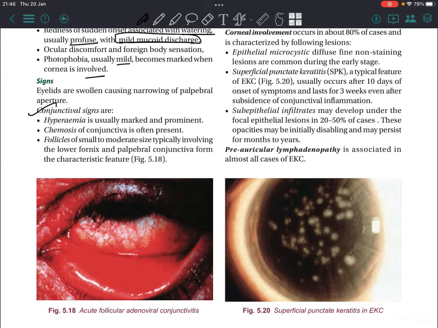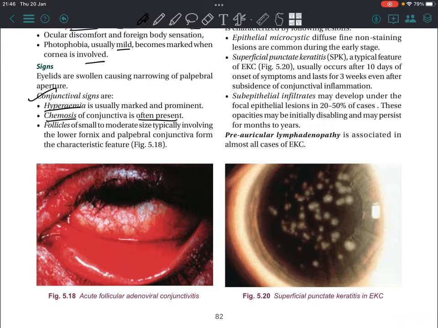Signs. Conjunctival signs. Hyperemia and chemosis of the conjunctiva are usually present. Follicles of small to moderate size are typically involved in the lower fornix and palpebral conjunctiva, forming the characteristic feature of acute follicular adenoviral conjunctivitis.